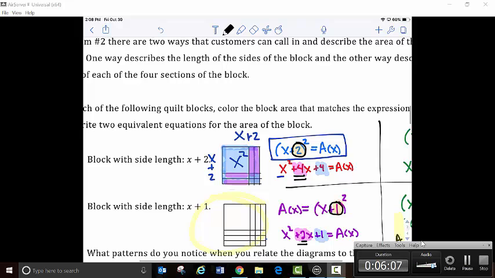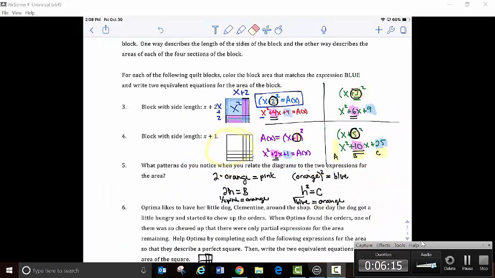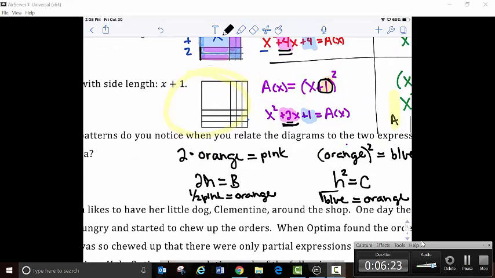Because we had 2 of these, 2 of them on each part of the square. So 2 orange equals a pink, or vice versa. You could say half of the middle number, half of B, equals the orange.